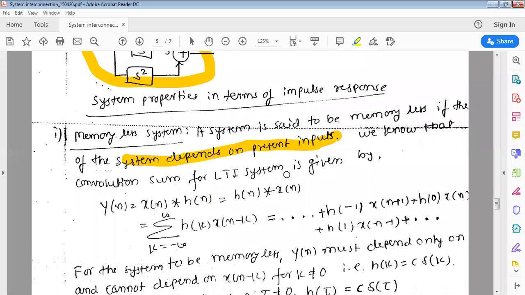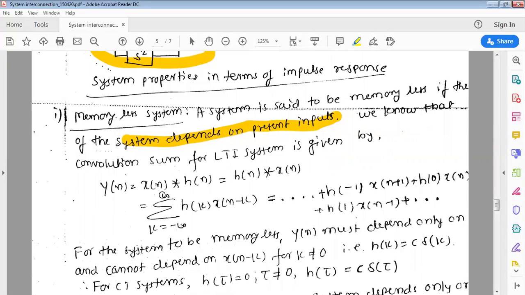So let us take convolution. Convolution y of n is equal to x of n convolved with h of n, or h of n convolved with x of n. So what I will write, summation for all values of k, h of k into x of n minus k. So let us expand it. From minus infinity, I'll take only from minus 1. So h of minus 1 into x of n plus 1, plus h of 0 into x of n when you put k equal to 0, when you put k equal to 1, it will become h of 1 into x of n minus 1, plus h of 2 into x of n minus 2, so on and so forth on the right side and also on the left hand side, because it is an infinite sum.